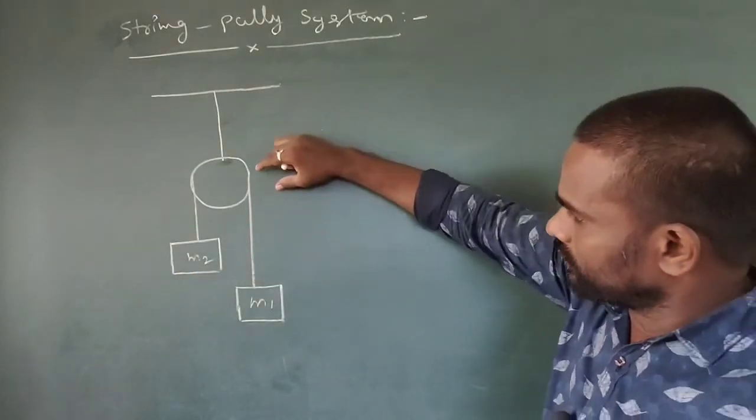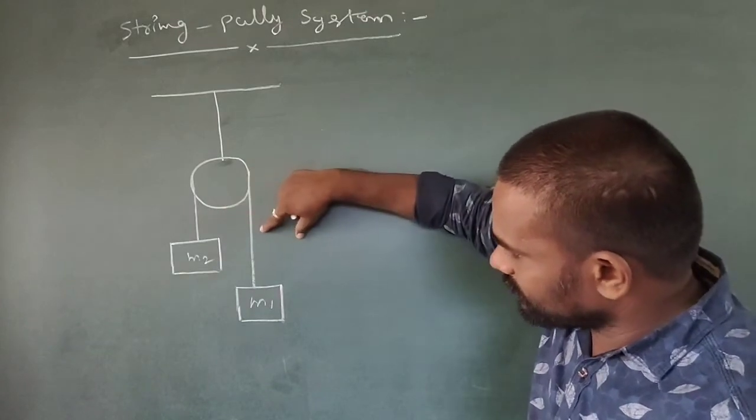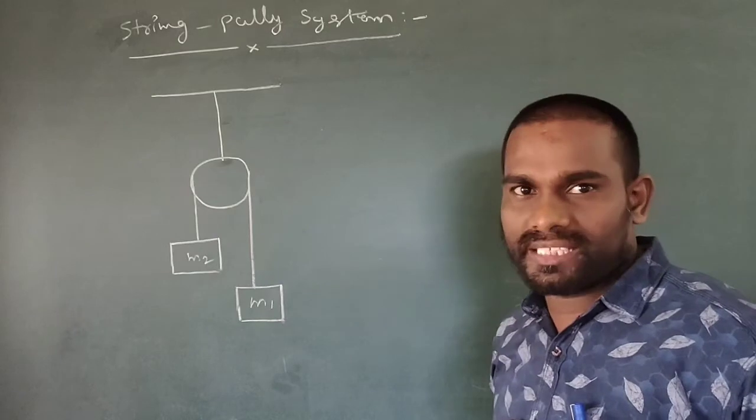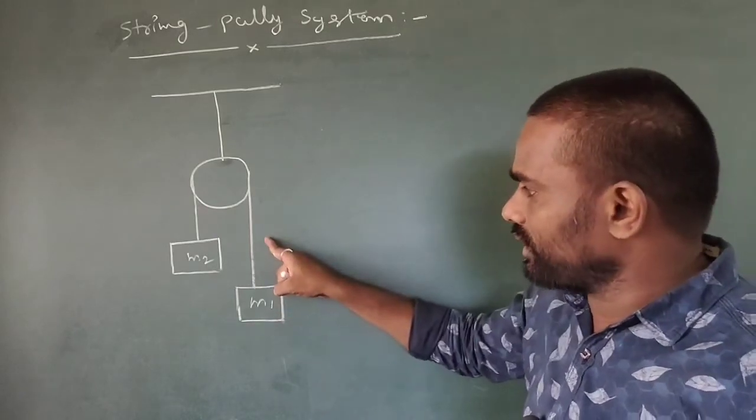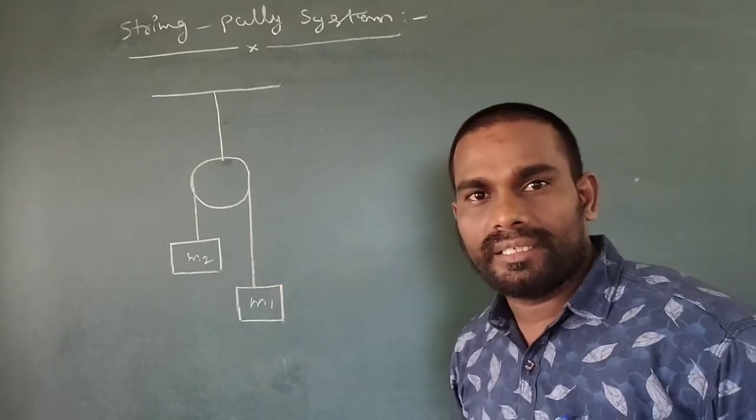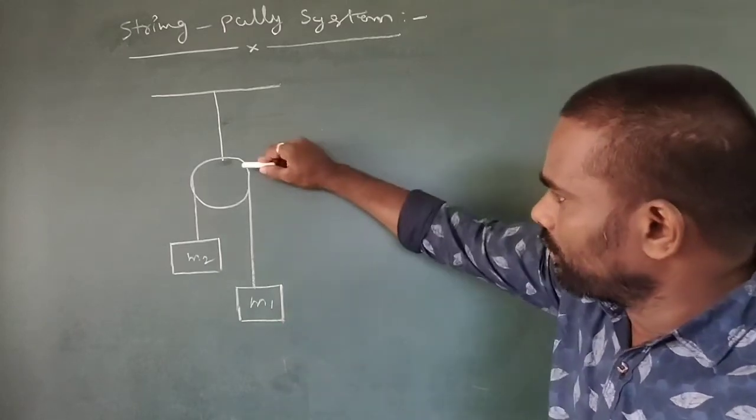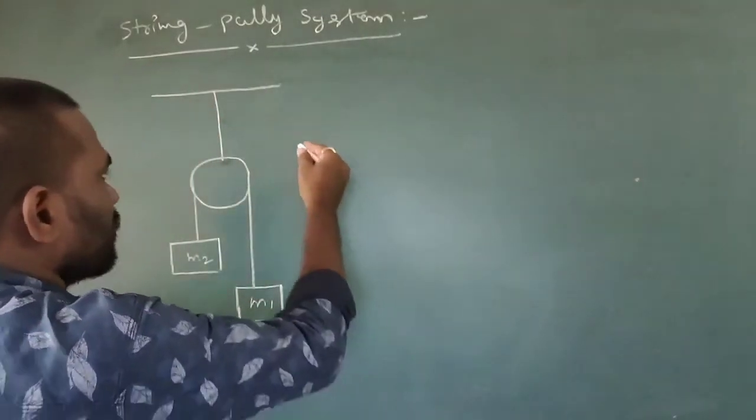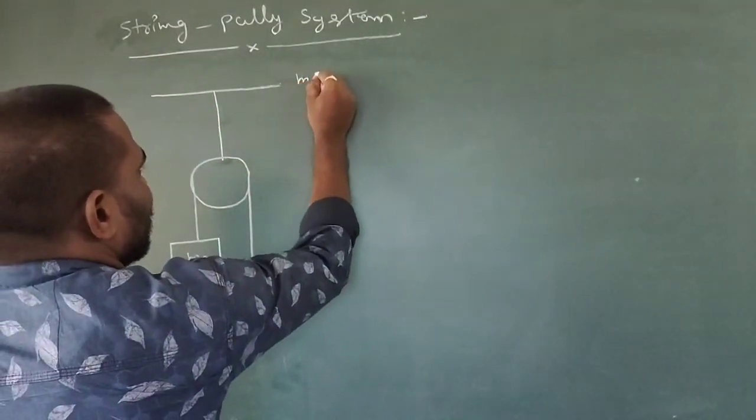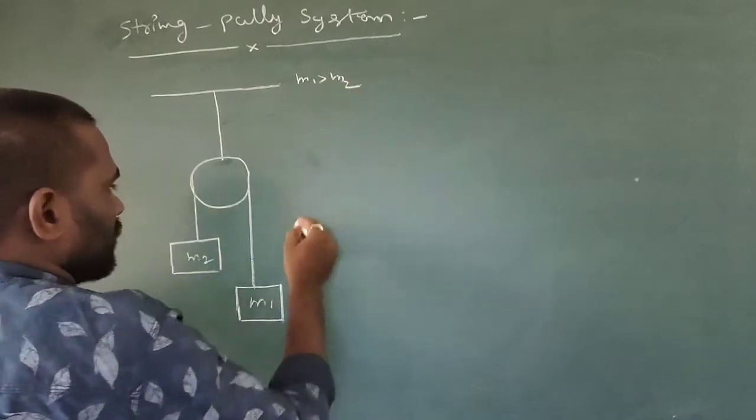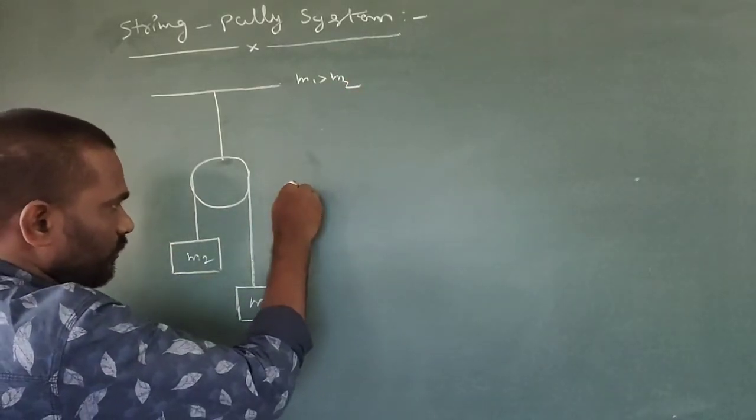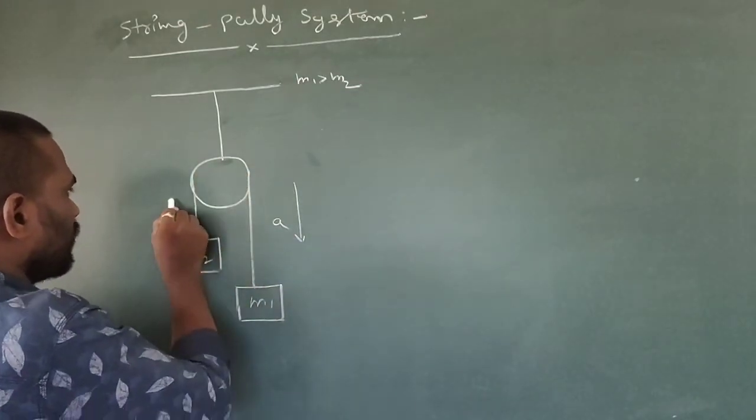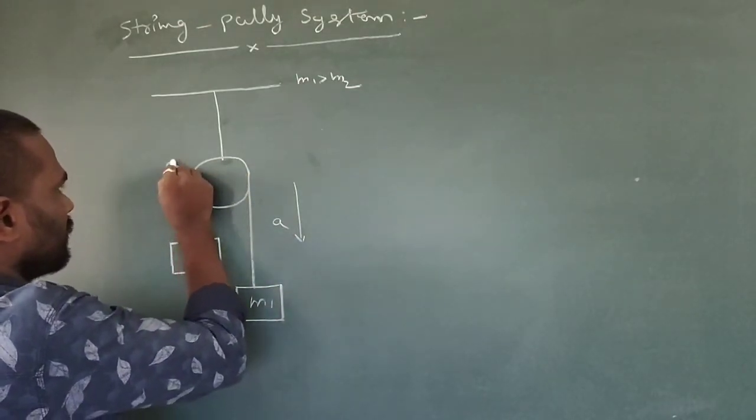Here once again two bodies are connected with a string with the help of a pulley. Here two assumptions are there, that is the string is massless and inextensible. Pulley is also massless. Here m1 mass is greater than m2 mass, that's why m1 mass is moving in the downward direction with some acceleration a, and m2 mass is moving in the upward direction with the same acceleration a.